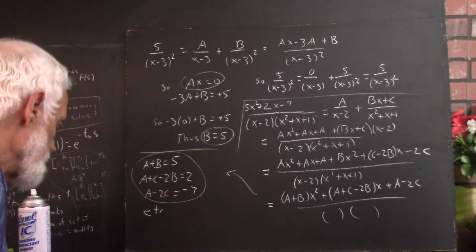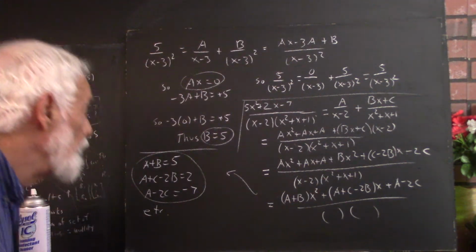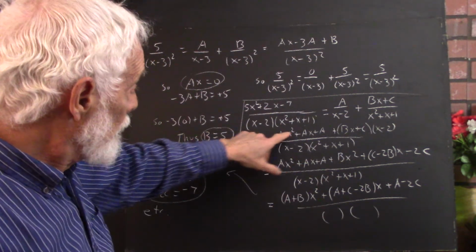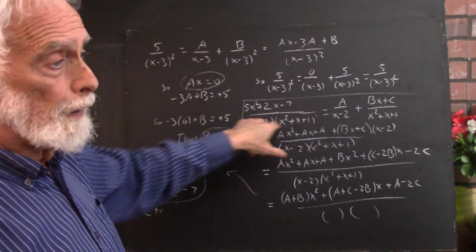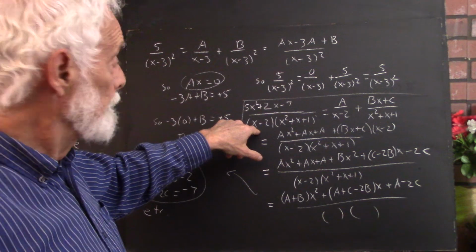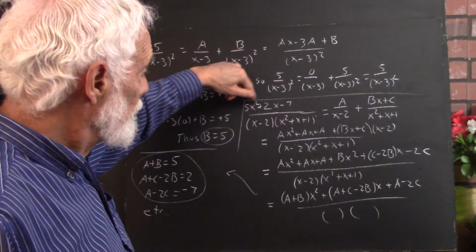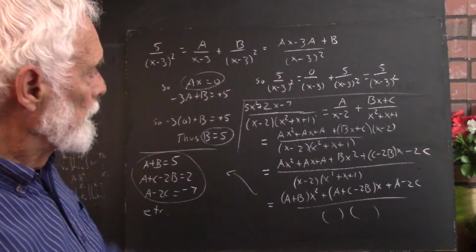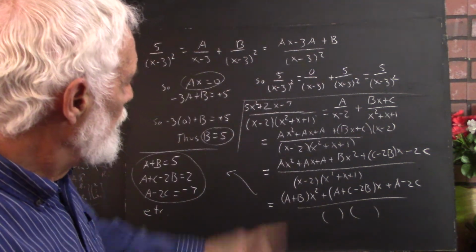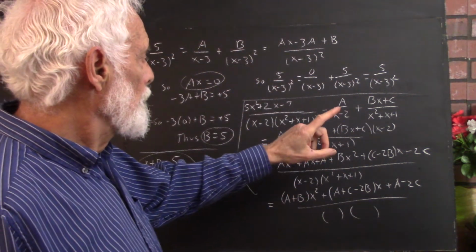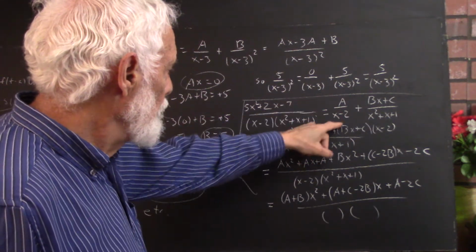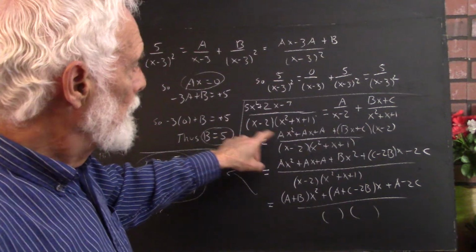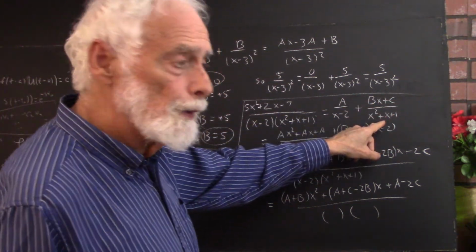Okay, then another example. If we have an irreducible quadratic and a linear function in the denominator with a numerator of lower degree than the denominator, then we're going to do a over x minus 2 as we always do with a linear factor. But we're going to need a b x plus c on the quadratic factor.